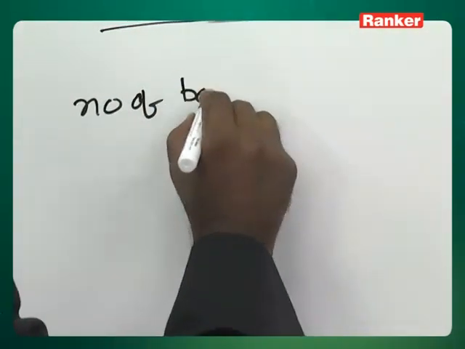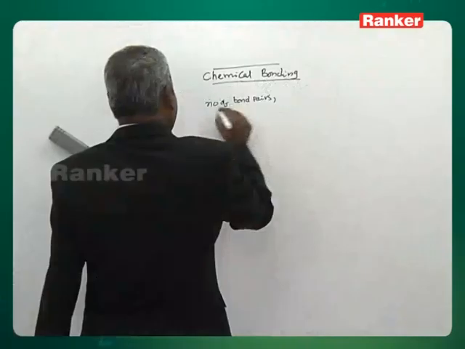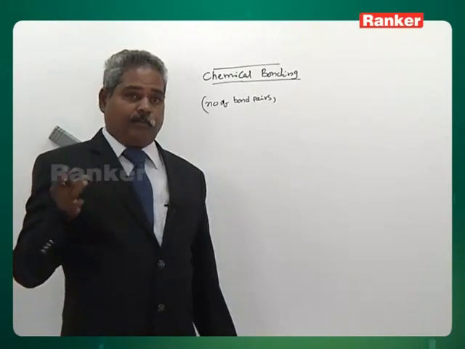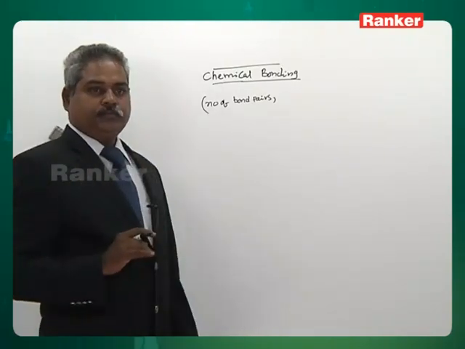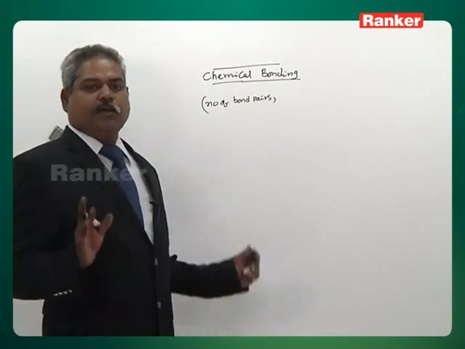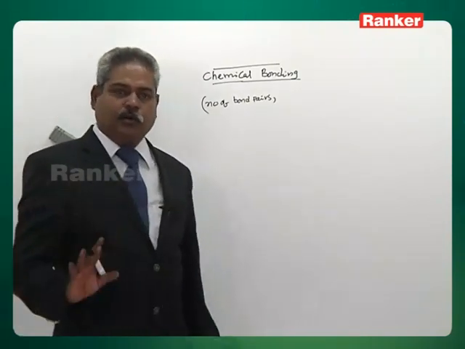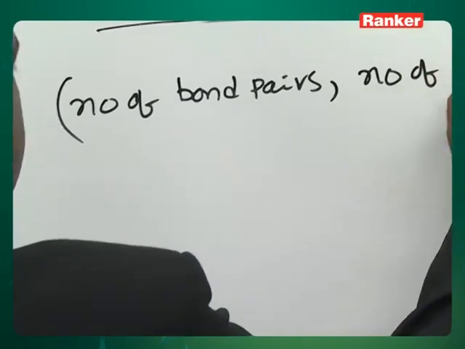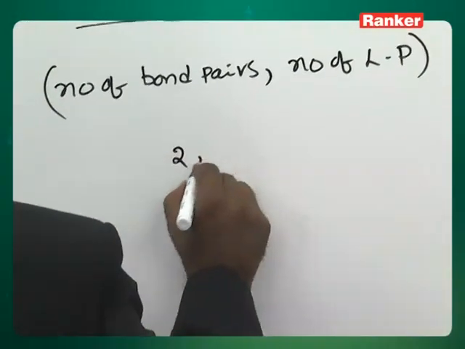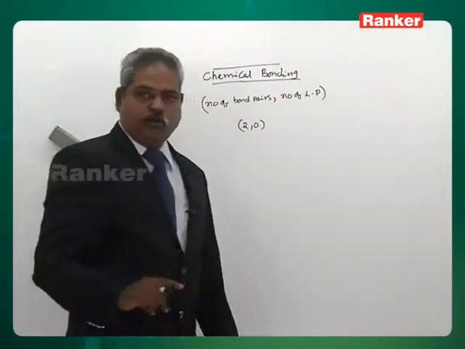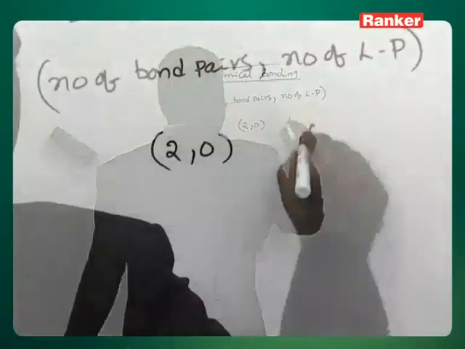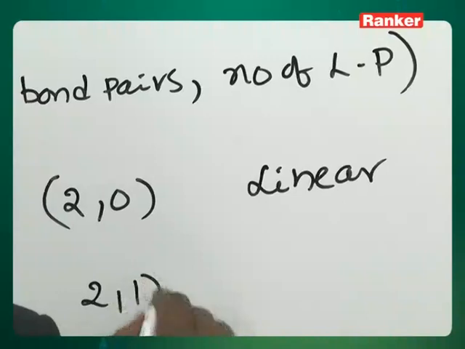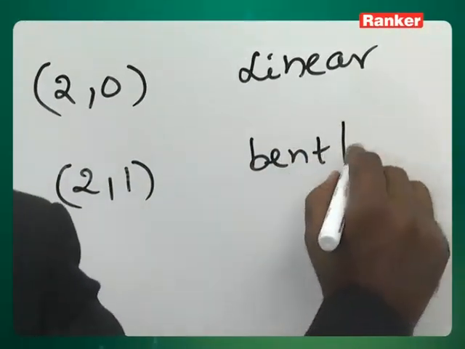bond pairs. You may be mistaken. It is not number of bonds I am talking about. It is number of bonded atoms. Number of bond pairs means number of atoms that are coming to form bonds. Whether they form one bond or two bonds, it is the number of guest atoms, number of bond pairs, number of lone pairs. Look here. 2, 0. What do you mean by 2, 0? 2 bond pairs, 0 lone pairs. The shape is linear. 2, 0 linear. 2, 1 bent or angular.